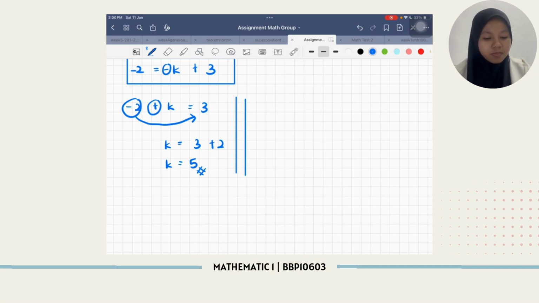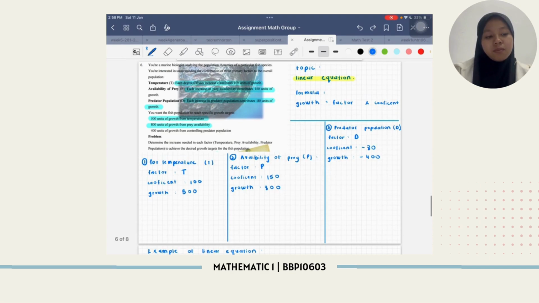If you want to check whether the answer is correct, you can check like this. Negative 2 equals negative, we can insert the 5 in the k because k equals 5, negative 5 plus 3. When we calculate, it will be the same. Negative 2 equals negative 2. So the answer is correct. And now we come back to the question.